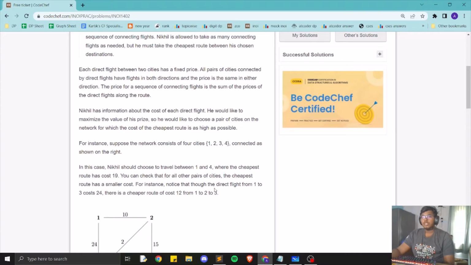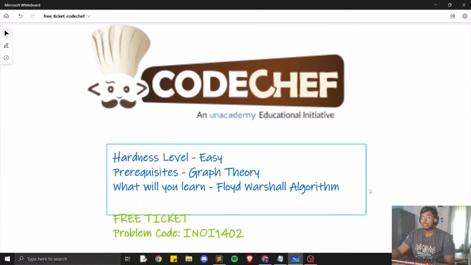Okay. So for now Nikhil has information about the cost of each flight. For example, from 1 to 2, the cost of the flight is 10. He would like to maximize the value of his prize, so he would like to choose a pair of cities on the network for which the cost of the cheapest route is as high as possible. So what this means is that he has to find the shortest path between all the pairs of destinations, and then find the maximum among them.